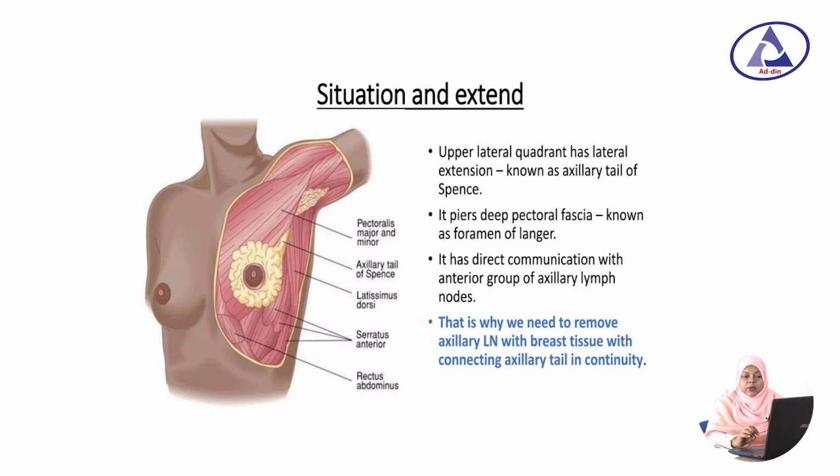It has a direct communication with the anterior group of lymph nodes. I am saying again, this line is very important. It has a direct communication with the anterior group of axillary lymph nodes. That's why we need to remove the axillary lymph nodes with the breast tissue, as there is a connection with the tail of the breast.